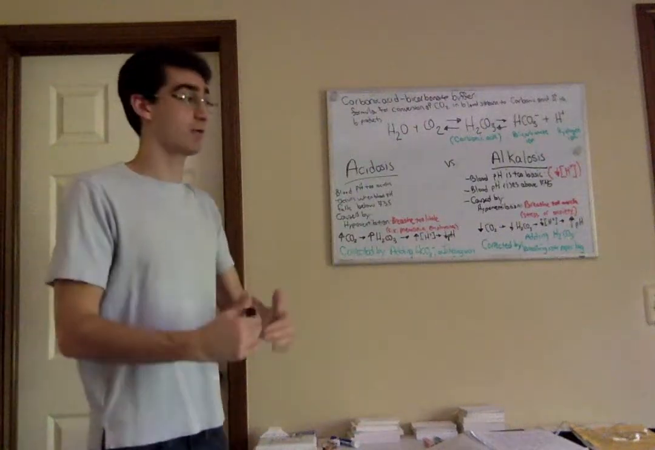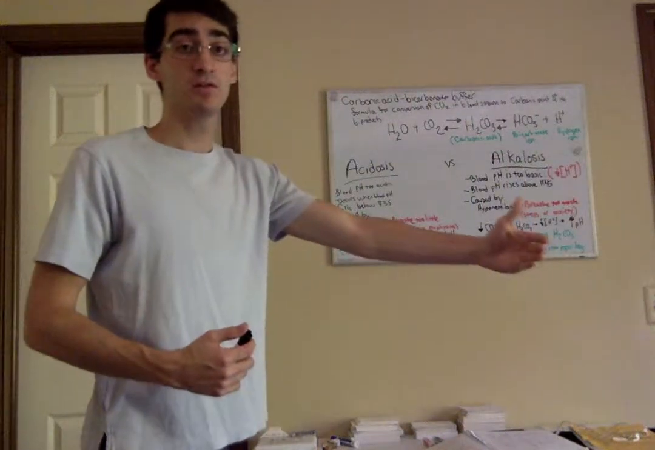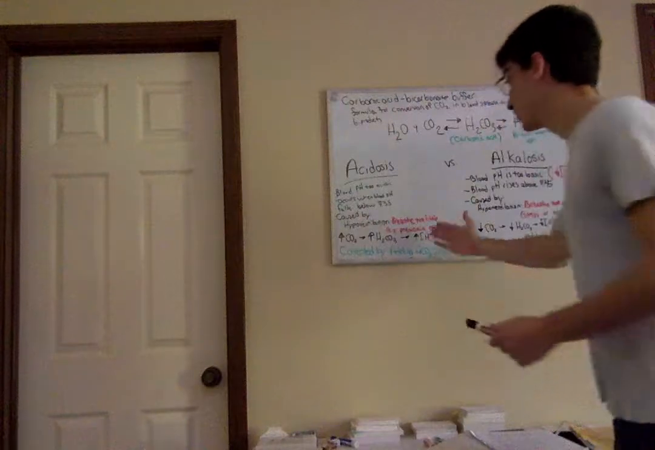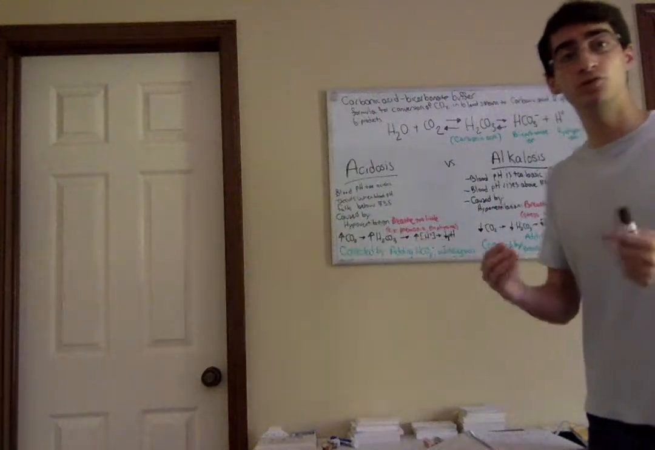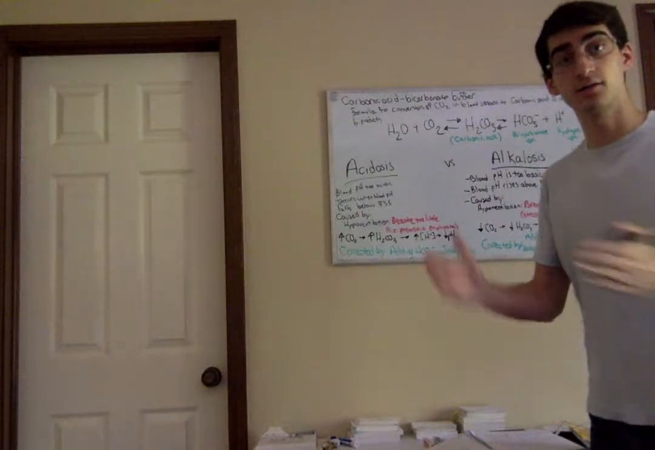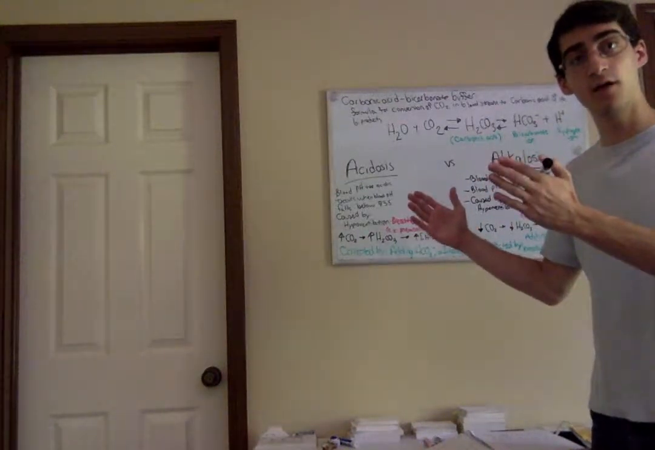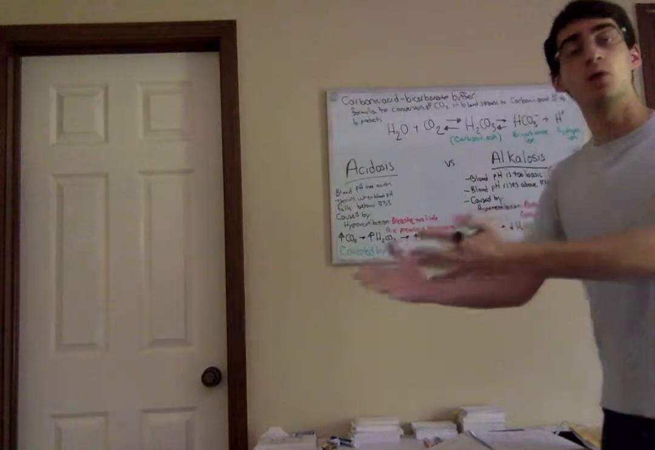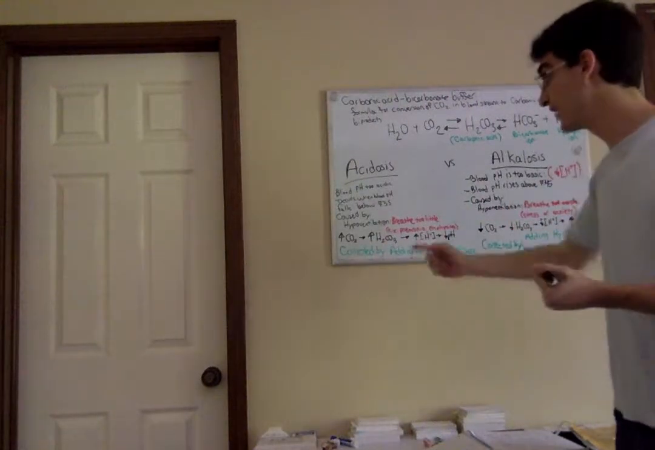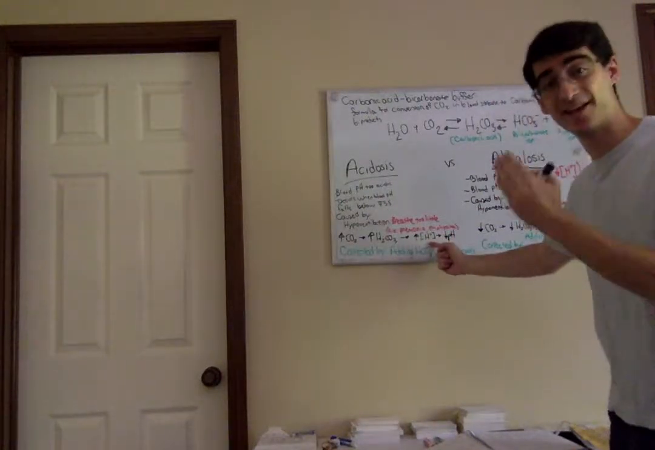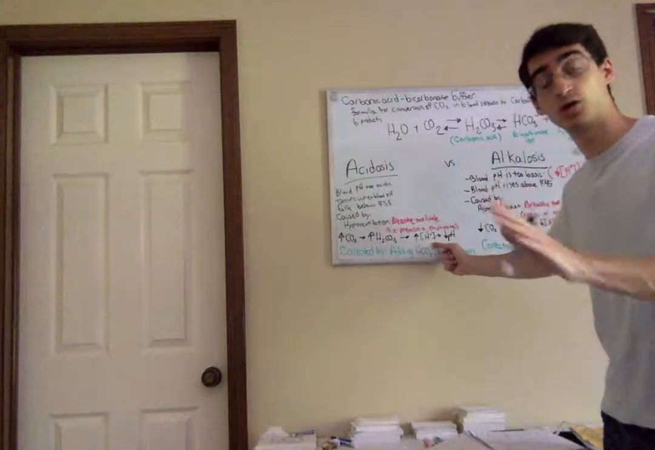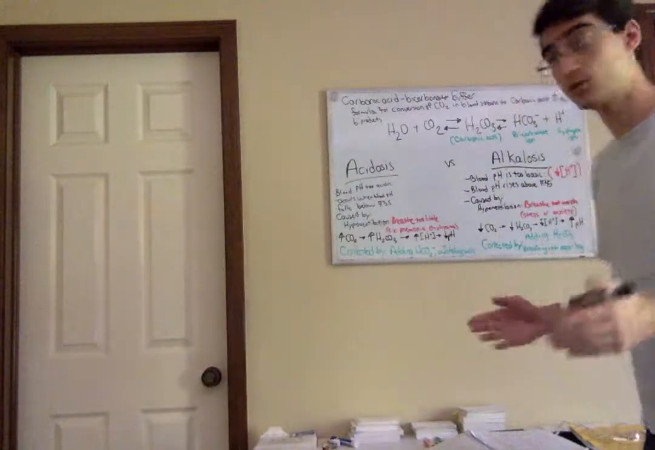A buffer is either accepting an H plus or donating an H plus. Now, what do we want to do in cases of acids? We don't want an acid. We don't want 7.35. So what are we going to do? We're going to accept an H plus ion. We want to accept that extra, high concentration of H plus ions in the bloodstream, because our bloodstream doesn't want that. So how do we correct that?